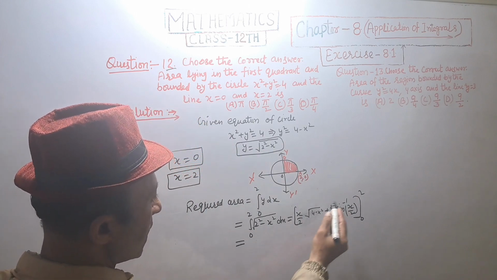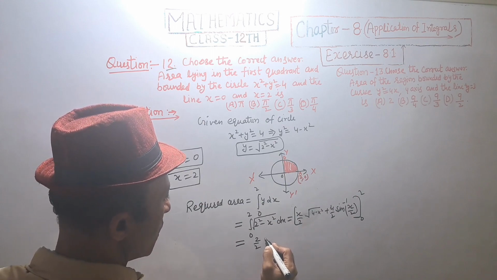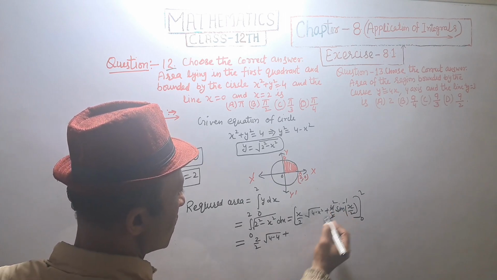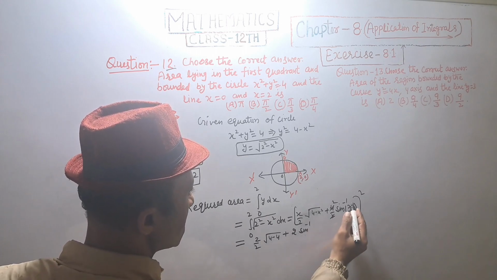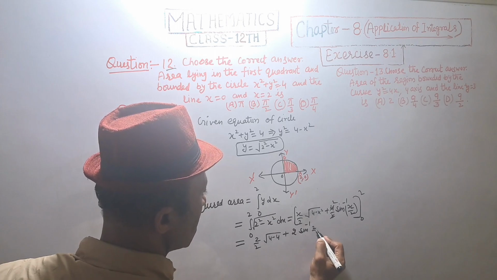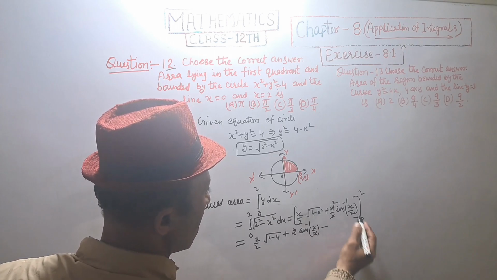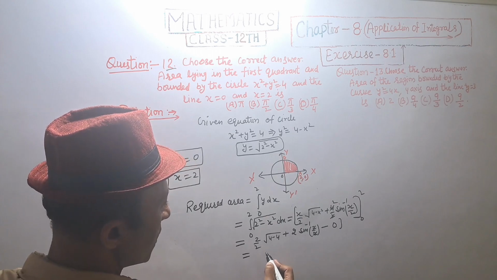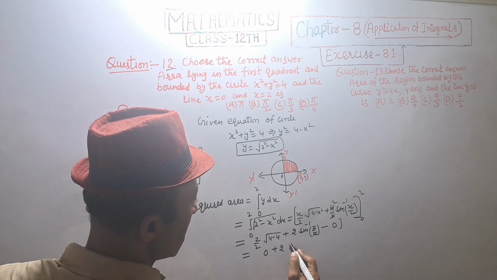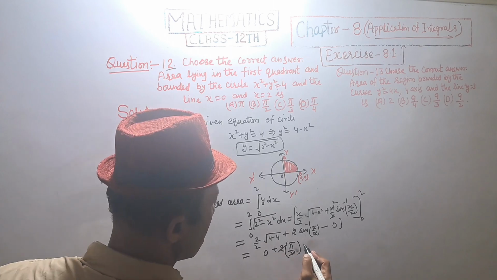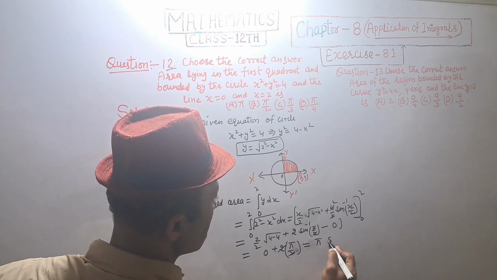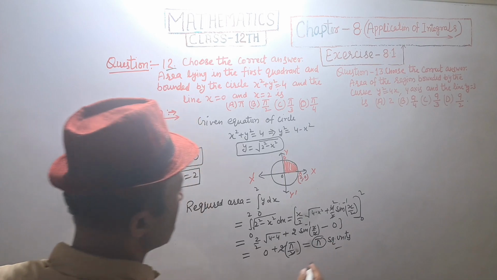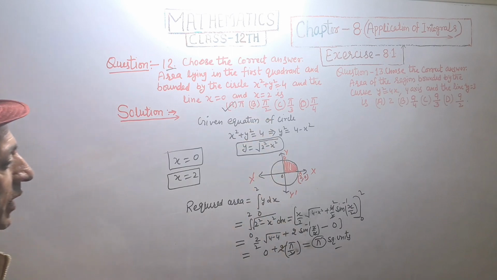that is equal to upper limit is 2 upon 2, 4 minus 2 2s are 4, that will be 0, plus 2 into sine inverse 2 upon 2, that is equal to 1, and lower limit that will be 0, is equal to 0 plus 2 into 1, that is equal to pi by 2, and this is cancelled, is equal to pi square units. Answer, that is option number A.